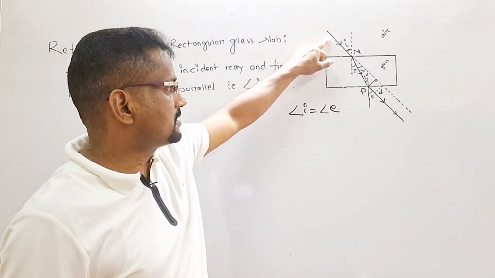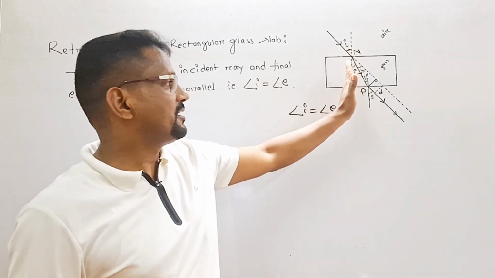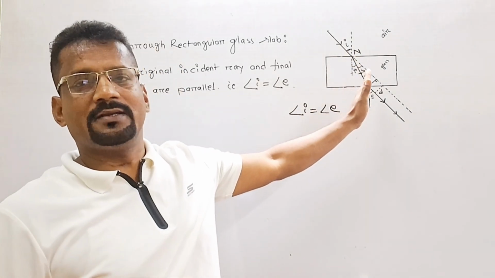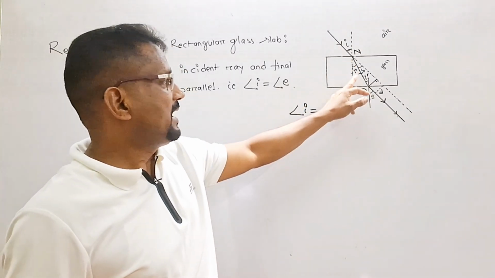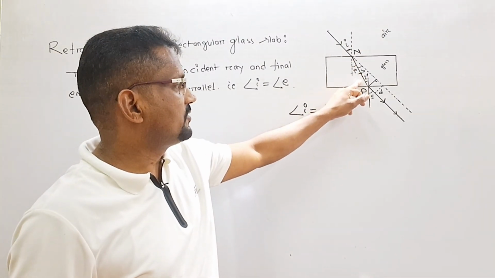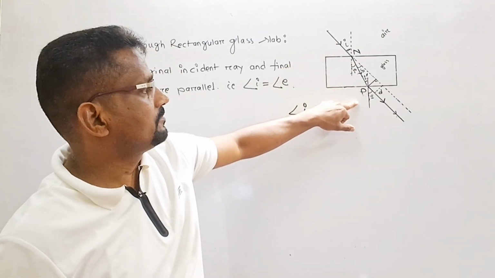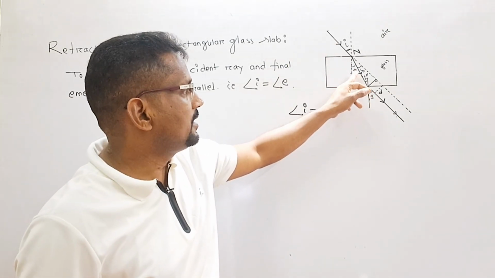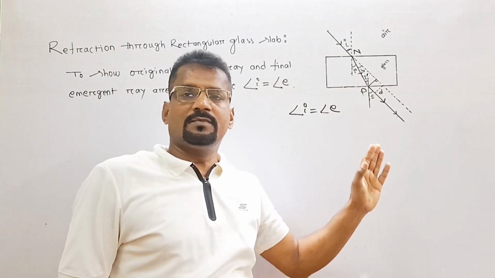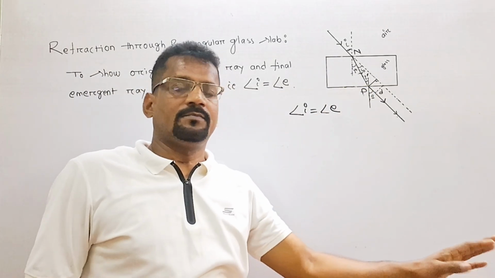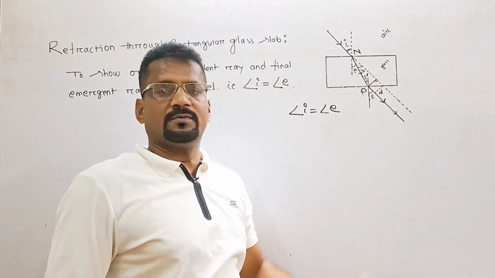When the light ray enters, this is your incident ray, from air to glass, so it's coming from a rarer to a denser medium. That's why the light ray bends towards the normal, and this broken line is the normal. Again, this refracted ray becomes the incident ray for the glass and air medium. Now, when it finally emerges from glass to air, it's coming from a denser to a rarer medium. That's why it bends away from the normal. This is your normal, it bends away from the normal.